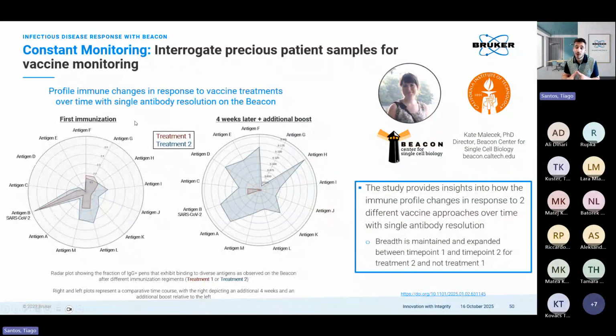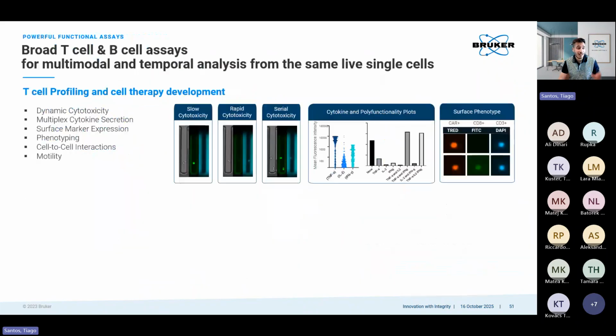But more than that, you can then compare the data because of, once again, linking to the robustness. From first immunization to 4 weeks later, she managed to profile the immune changes based on, once again, these screenings on Beacon, enabling this capacity to look at even vaccination and immune system response from different patients. So since we are close to the hour, last slide, I promise.